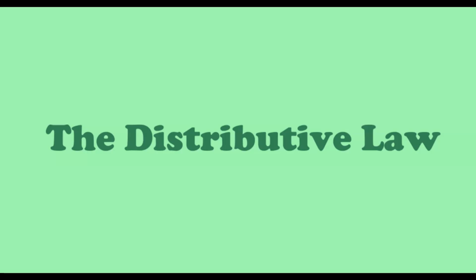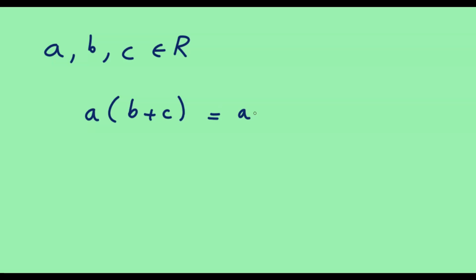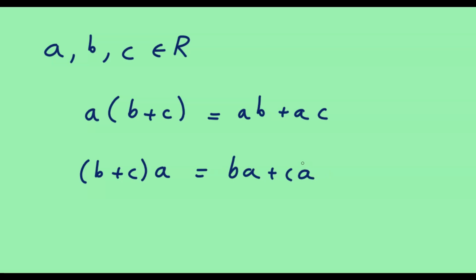In this video, we are going to learn about the distributive law. Now, if we have three real numbers, a, b, and c, then according to the distributive law, which we also call the distributive property, we have a times b plus c is equal to ab plus ac, and b plus c times a is equal to ba plus ca. This is the distributive law.